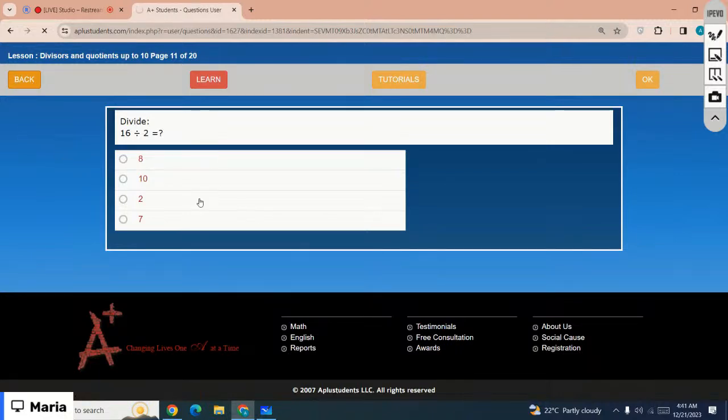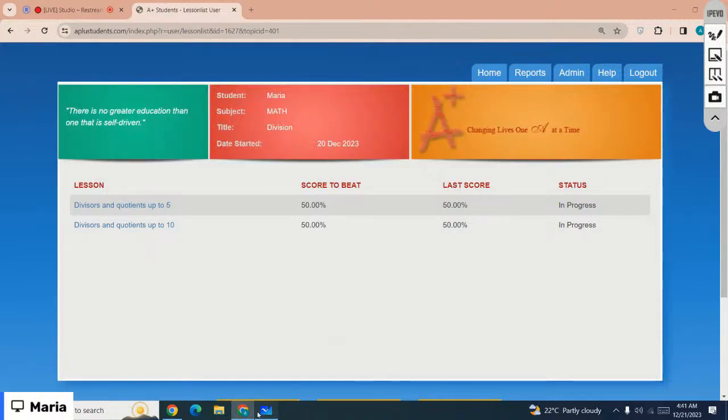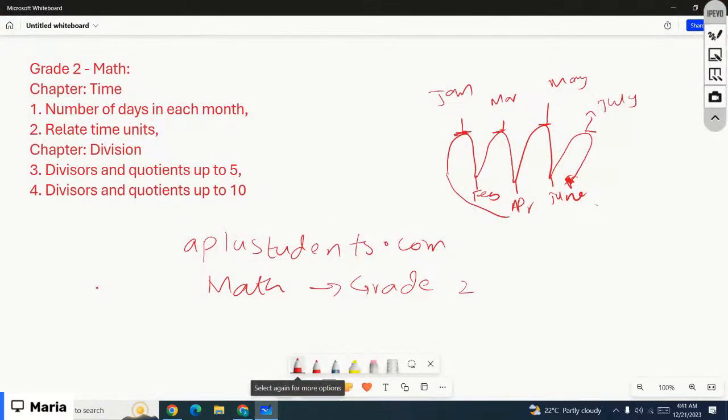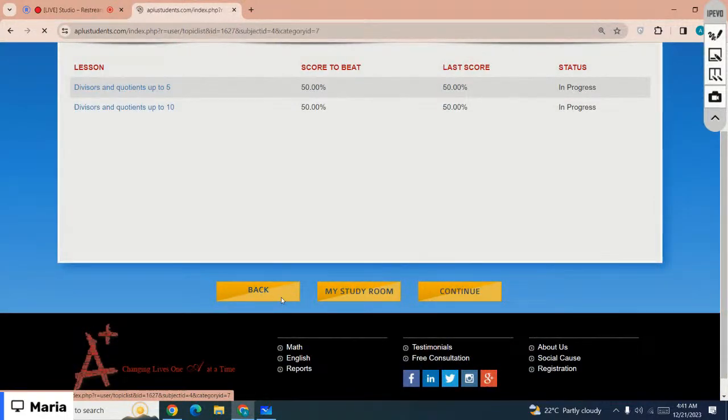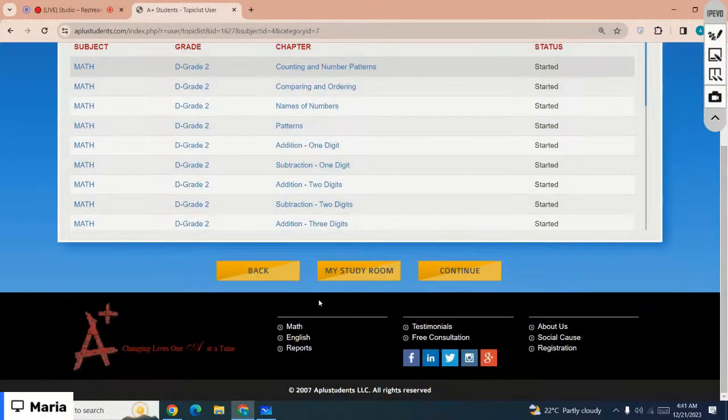Okay, you can complete the lesson by yourself later today. So we were working on grade 2 math. We've started with the chapter time. The lessons we have covered from the chapter are number of days in each month. Then we did relate time units. The one we're working on right now is division. The lessons we have covered are divisions and quotients up to 10. So please make sure before the next session you can complete all the practice questions for the lessons we did today. That is your homework until next session, right?